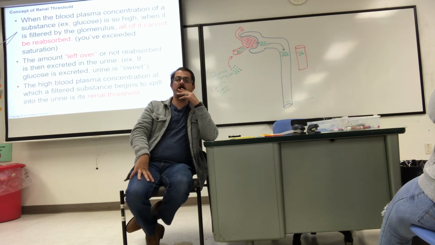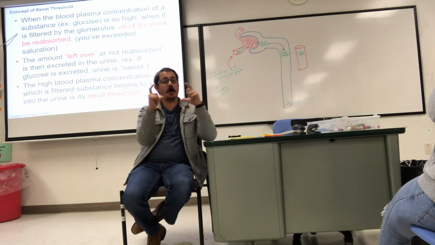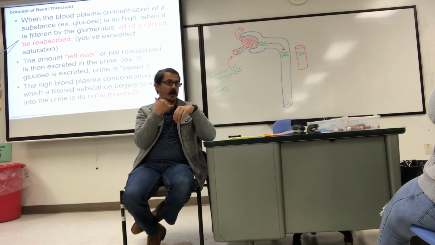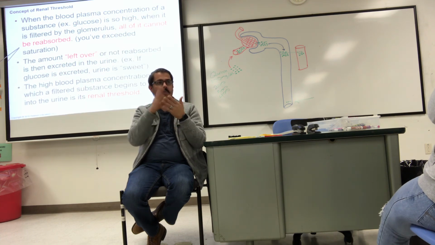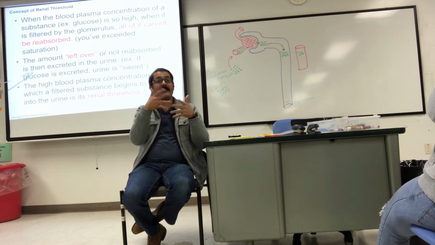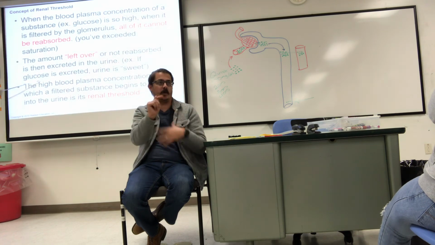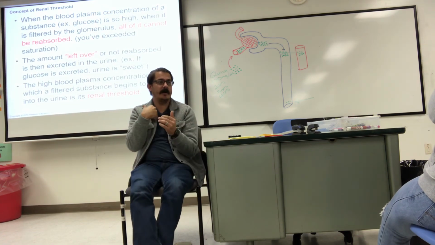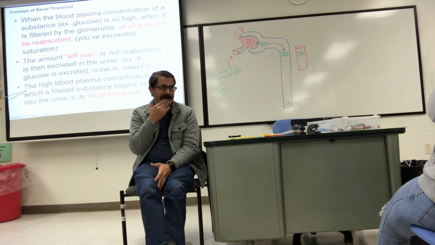So when the blood plasma concentration of a substance, for example glucose, is so high that when it's filtered by the glomerulus, all of it can't be reabsorbed, you get leftovers, right? And it's going to be excreted in the urine. If it's glucose, it would taste sweet, but you wouldn't taste it, right? You just do a dipstick.